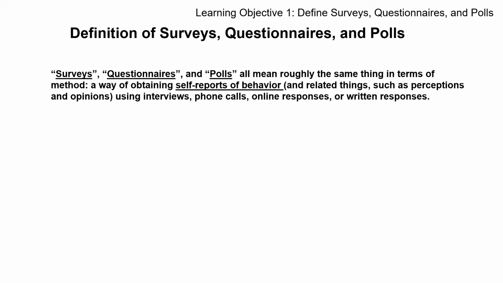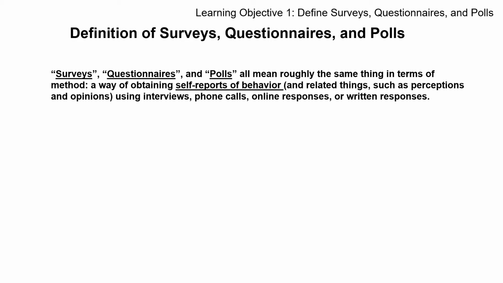So right into this first learning objective, being able to define surveys, questionnaires, and polls. The basic thing is they all mean roughly the same thing. That is a way of obtaining self-reports of behavior. In any self-report type of response, it doesn't just have to be behavior. It can be thoughts, it can be feelings. You can go about it a bunch of different ways.